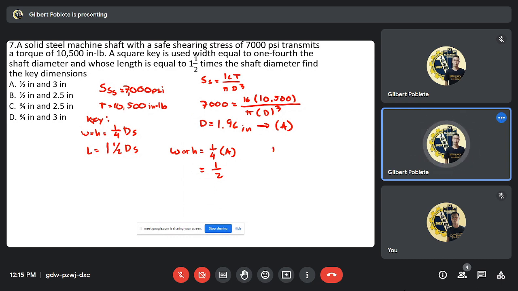So, sa length naman, we have the 1.5 times the diameter. So, ito ay magiging 3 na. So, 3 inch. So, pag niround off natin siya sa 2, 1.5 times 2 is equals to 3 inch. So, ito yung dimensions ng key natin. So, sagot natin is letter A, 1/2 inch and 3 inch. Okay. So, copy mo na guys.